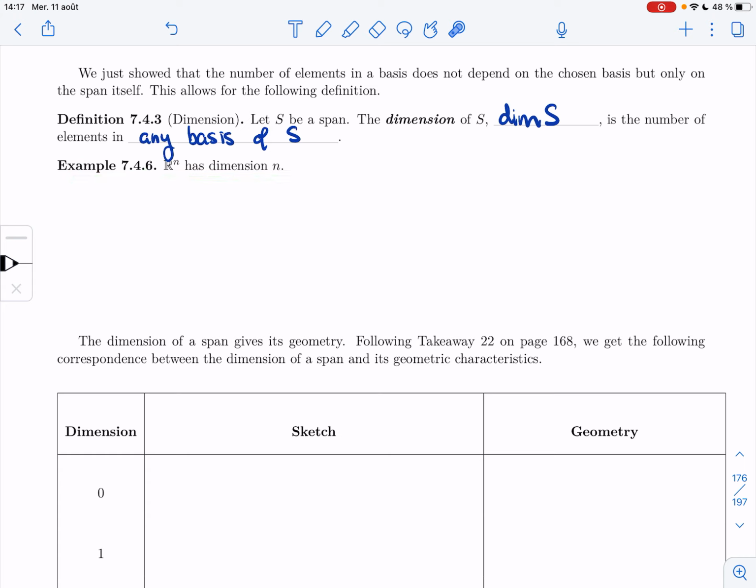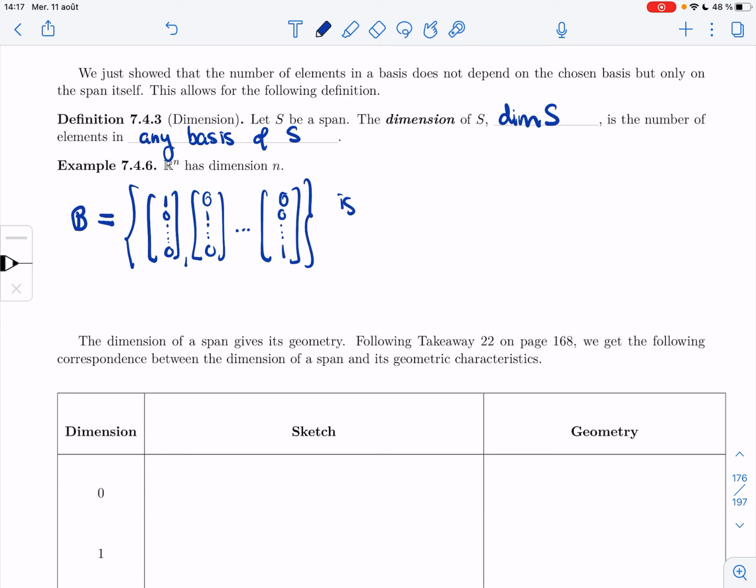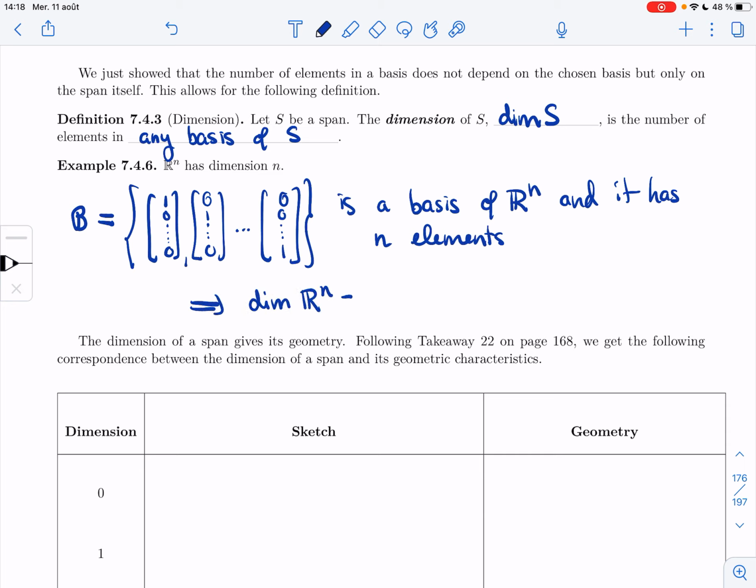All right, so I want to prove, in example 7.4.6, I want to look at the dimension of Rn. If I want to know the dimension of Rn, I need any basis. So we had one that we liked: 1, 0, 0; 0, 1, 0; and so on. We called it the standard basis, but that doesn't matter here. It's just a basis of Rn, and it has 1, 2, up to n elements. And so that means that the dimension of Rn is n.